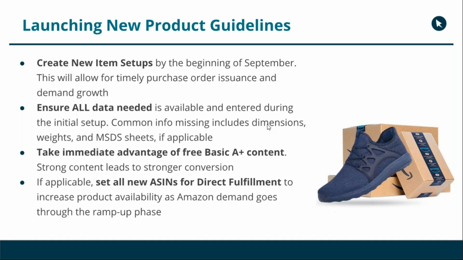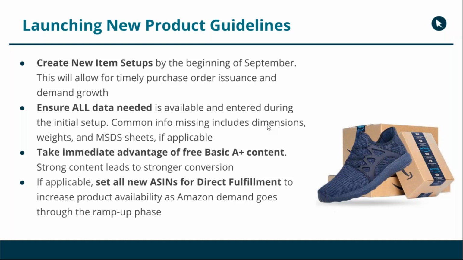And finally, when launching new products, if you are doing direct fulfillment as well as warehouse orders, you want to make sure that you are making the items available both in direct fulfillment and also in the warehouse orders. Obviously, those are two distinctly different setups. It's a setup of the same ASINs, but you want to make that available.